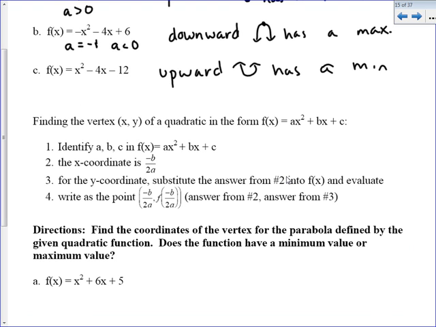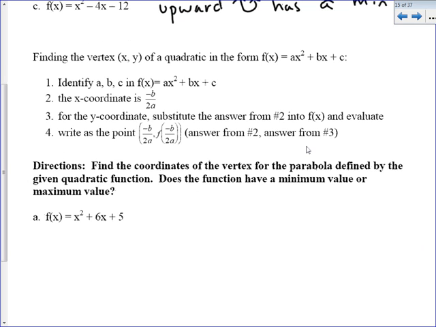So what we're going to do now is find those maximum and minimum values. We're going to find the vertex. Find the coordinates of the vertex defined by the quadratic. Does the function have a max or min value? I think the question on your homework says, does it have a max or min value? Find that max or min value. If you're ever asked for a maximum or minimum from a quadratic, it wants the vertex. And that's important in our word problems. If you have a quadratic and it asks for a max or min, you want the vertex.